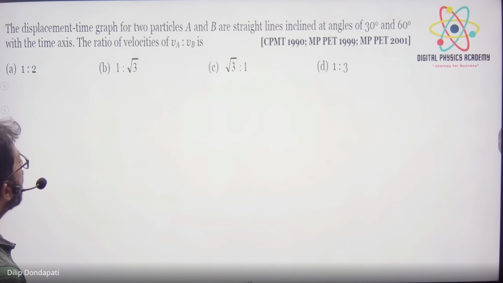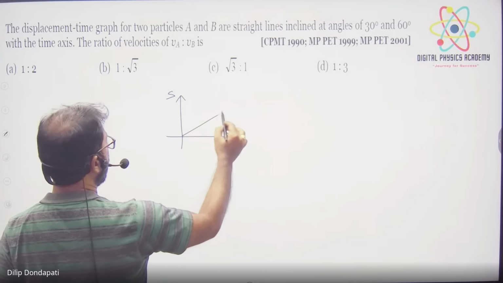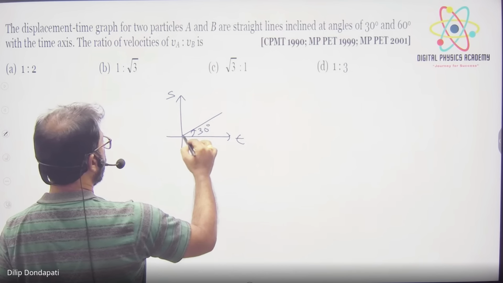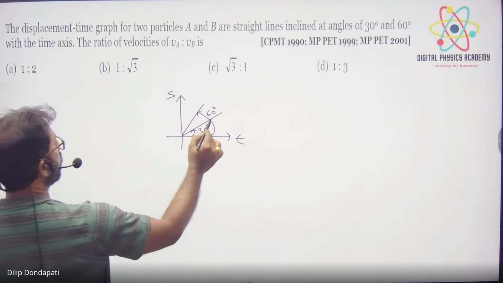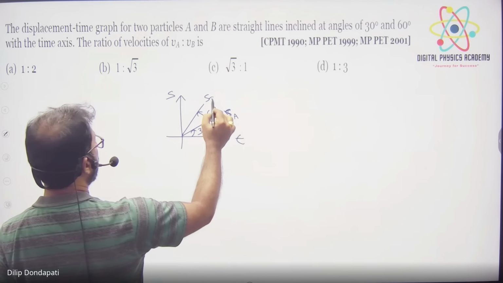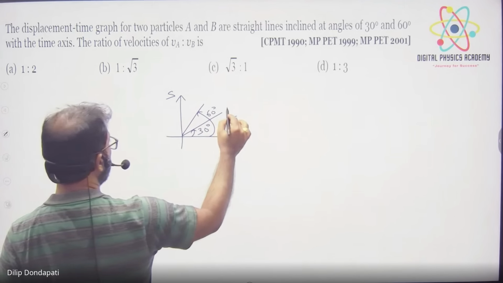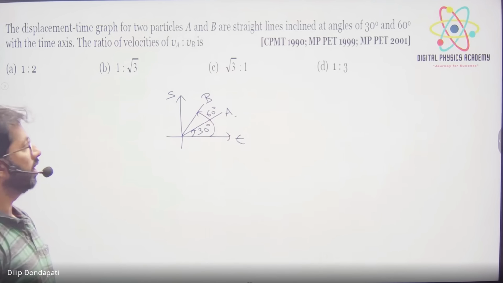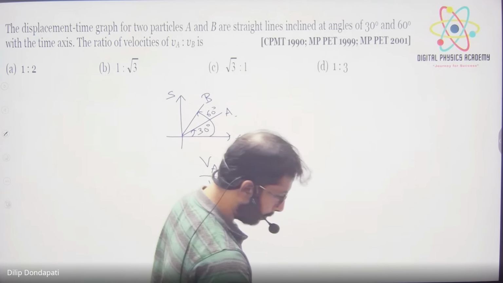Find this: the displacement time graphs of two particles A and B are straight lines inclined at 30 degrees. So two graphs are given in the displacement time graph, one at 30 degrees and one at 60 degrees. He is asking to find the ratio of the velocities of A and B. Let's say this is SA and SB. Particle A's displacement time graph is like this, and particle B's displacement time graph is like this. He's asking what is velocity of A by velocity of B. 1:3. We'll see.